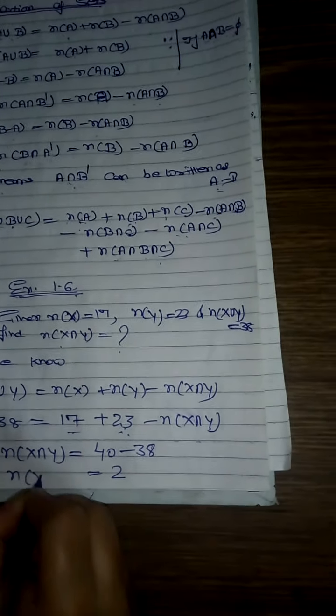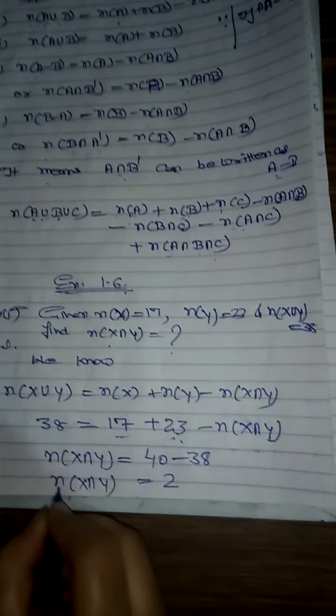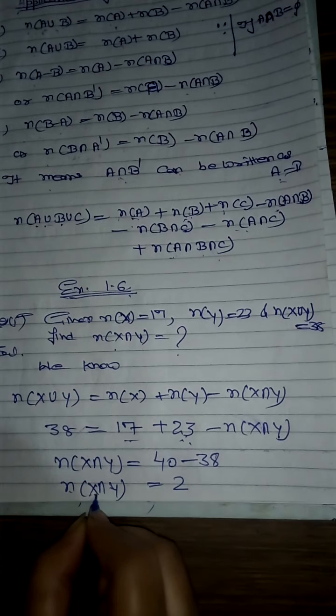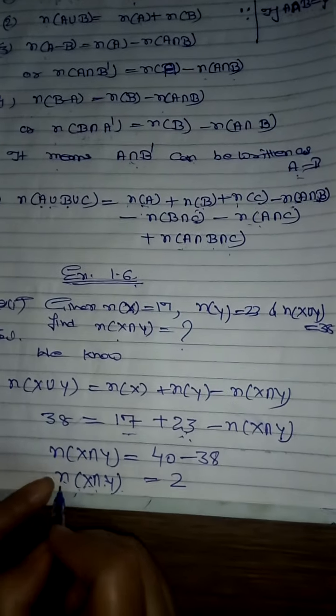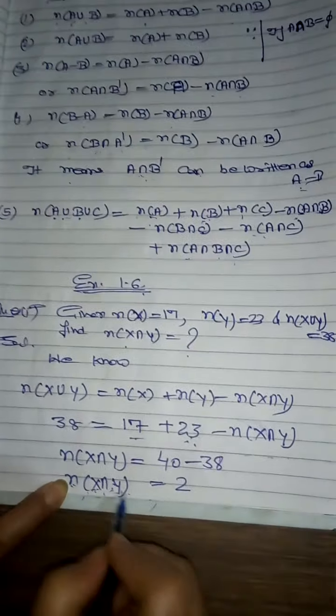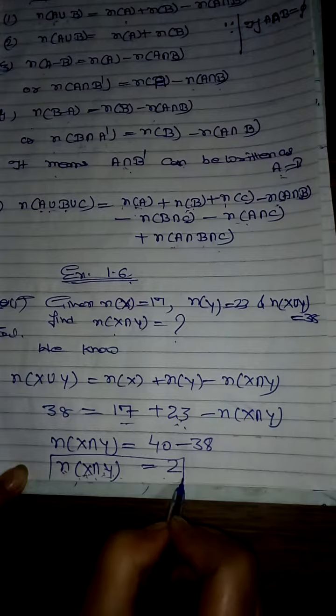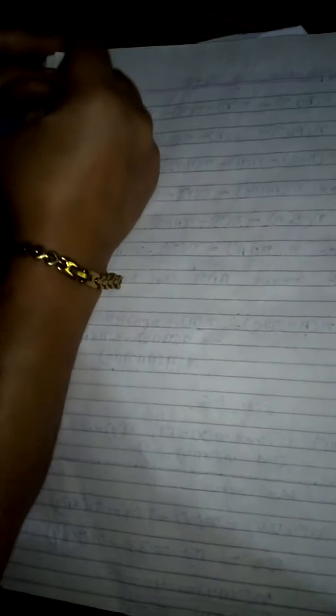So n of x intersection y means the common element between set x and set y, the number of common elements between x and y, that is 2. This is the answer of the first question. Now let us start question number two.